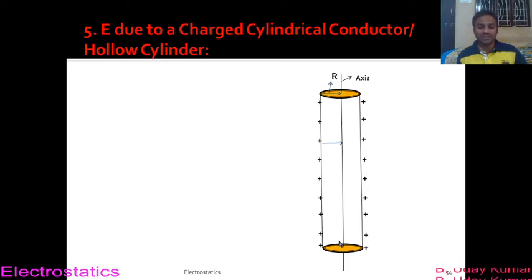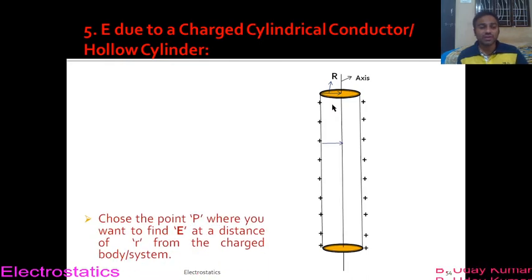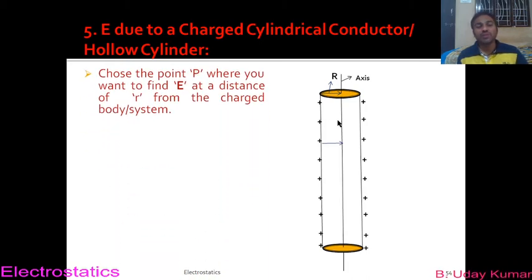Let us assume that this is a charged cylindrical conductor of infinite length, whose radius I have taken as capital R. Remember, capital R is the radius of the charged cylindrical conductor. Now to find the electric field intensity, we need to follow certain steps. First, we choose the point P where we want to find the electric field intensity and take its distance as small r. So let us assume this is the point P, and its distance from this cylinder is small r.